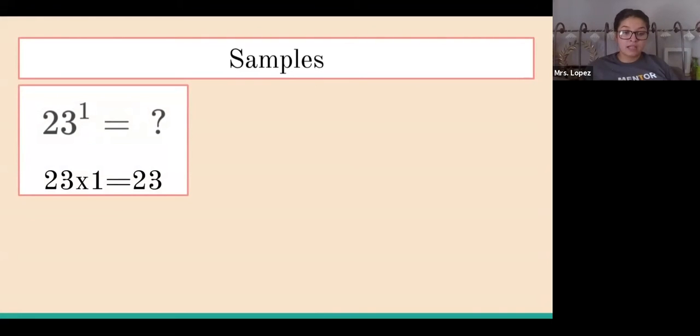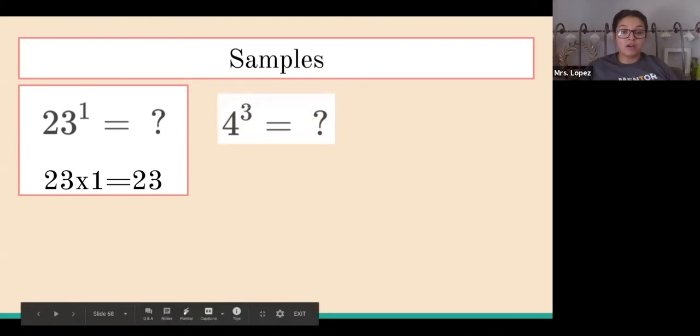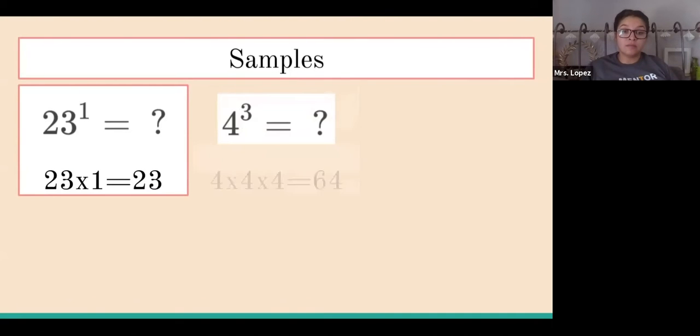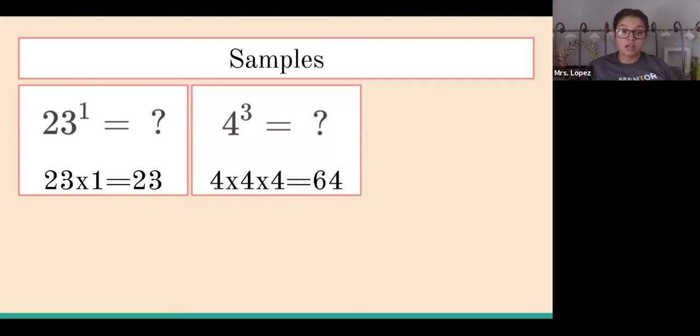So then, last one. What is 4 to the power of 3? We know that means 4 times 4 times 4, which is 64. That is what that means.